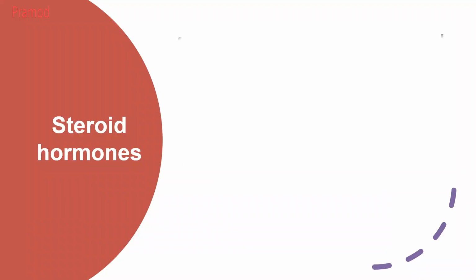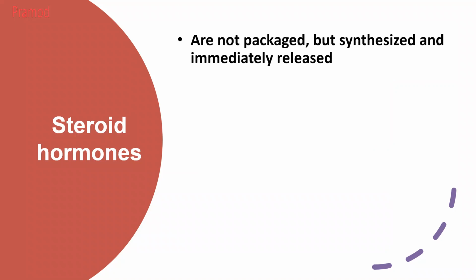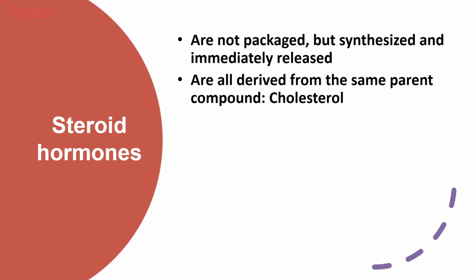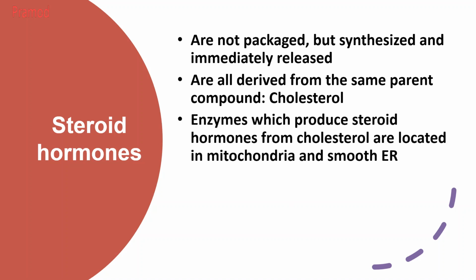Now, steroidal hormones are not packed but synthesized and immediately released. They are not kept in vesicles. They are instantly synthesized and immediately released as per the requirement. They are derived from the same parent compound. As I explained earlier, the main source of all your hormones is cholesterol. Enzymes which produce steroid hormones from cholesterol are located in the mitochondria and smooth endoplasmic reticulum of your cells.